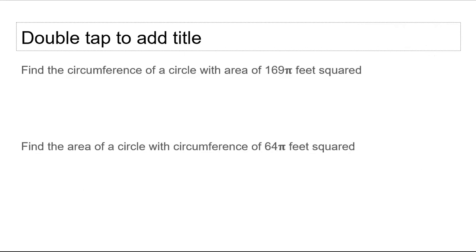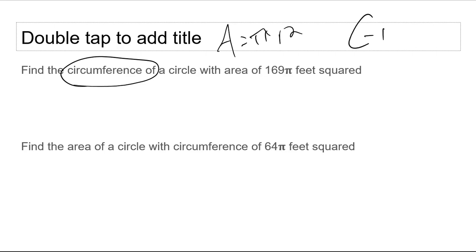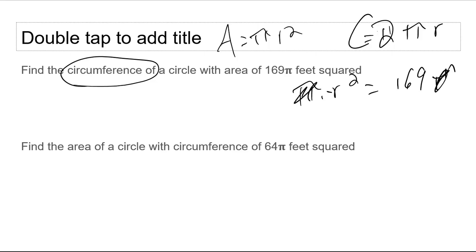Alright, it's important to pay attention when these problems are asking us to find the circumference. So you must find the radius first. Remember, you have to know the area equals pi r squared, and circumference equals 2 pi r. So in each problem, you must find the radius first. In this problem, pi r squared equals 169 pi, which means I cross off the pi's and I square root it. So that means my radius is 13.